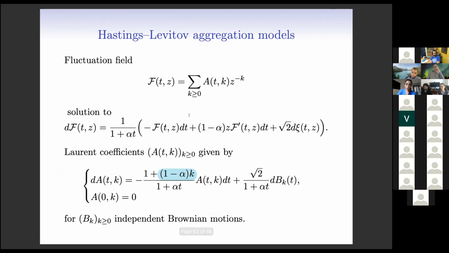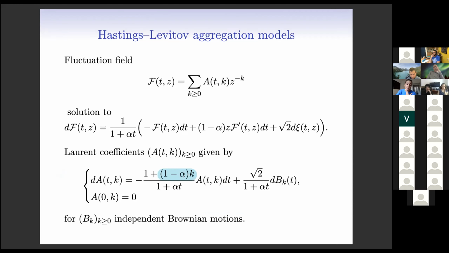So if you want to look at this limiting fluctuation field more closely, you could think of expressing it in Laurent series, since it's an analytic function. And what you get is that each Laurent coefficient behaves in the following way. If you ignore this 1 plus alpha t, then it will behave as an Ornstein-Uhlenbeck process, and the driving Brownian motions are independent. This 1 plus alpha t comes from the fact that the particle sizes decay in time. And so the fluctuations become smaller and smaller.